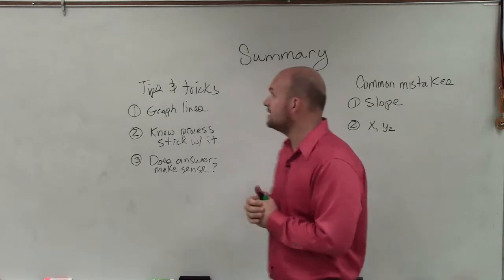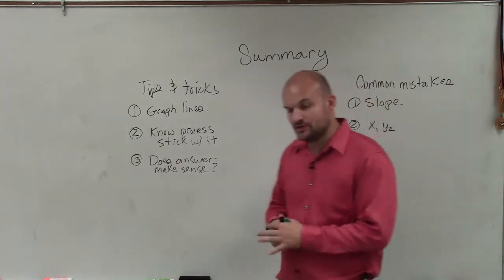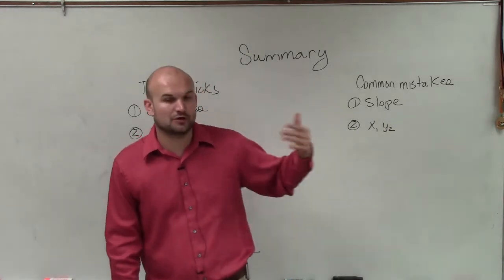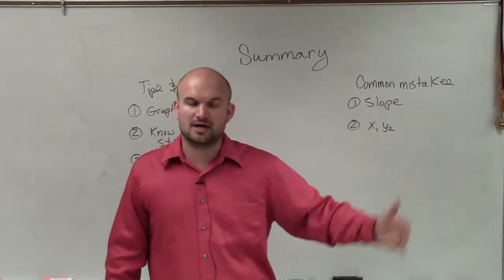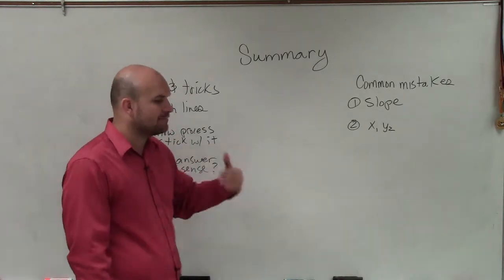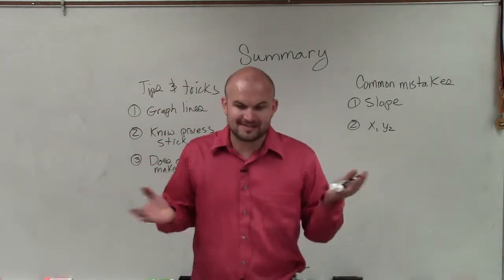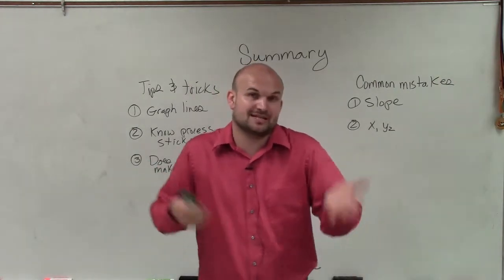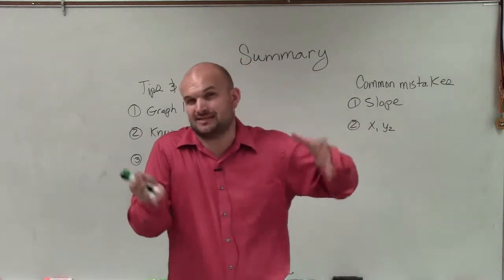Welcome, ladies and gentlemen. What I'd like to do is review with you the process for writing an equation of a line parallel to another line that goes through a given point. The first thing you want to do is identify the slope. When you're dealing with parallel lines, you know that the two equations are going to have exactly the same slope.